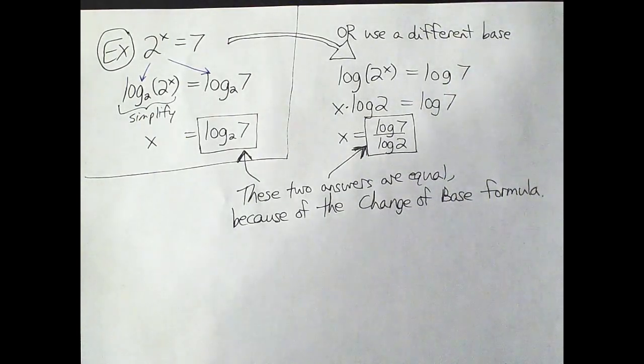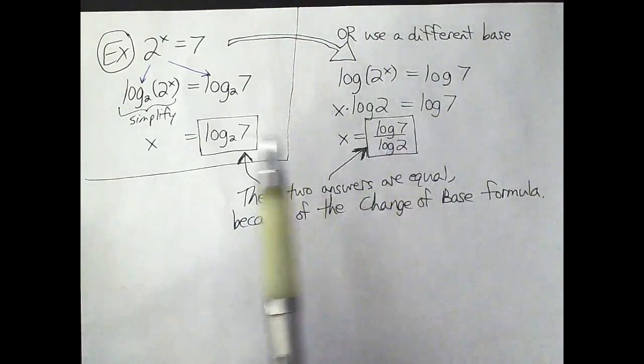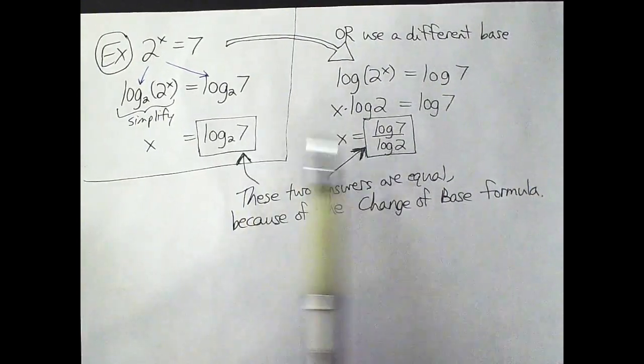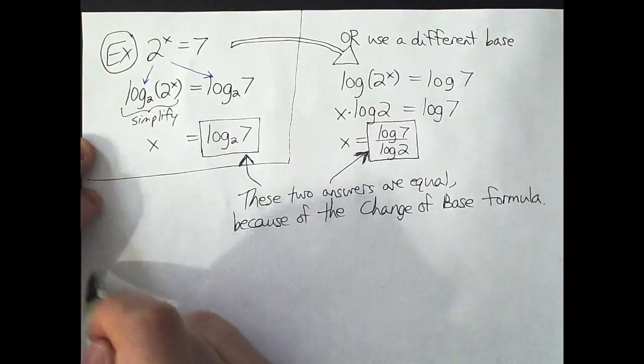It's still 2.807 something. And it's good to know that because let's say you're doing practice problems from a textbook, and the textbook has answers in the back. The answer in the back of the book might look like this, or it might look like this. Your answer might look like this or this. You could get an answer that looks different from the back of the book, but it could still be correct because of the change of base formula, or because of some log property.